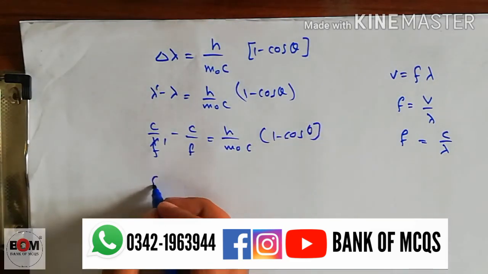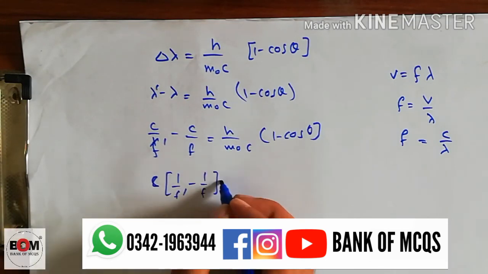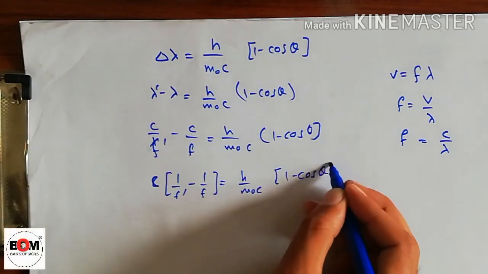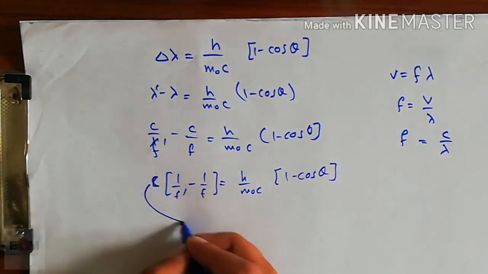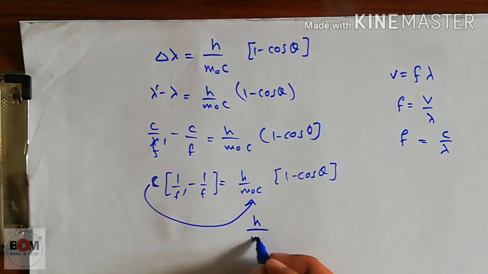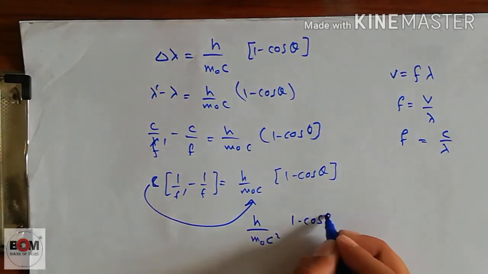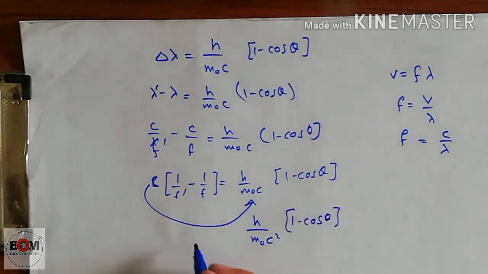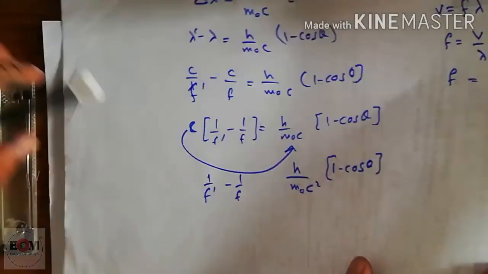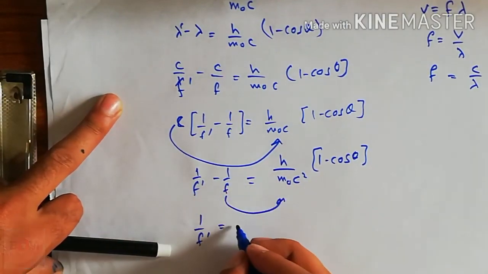Now taking C common, we get 1 over f dash minus 1 over f is equal to h divided by m naught C times (1 minus cos theta). Next, taking C to the other side, it will come to division. So h divided by m naught C will become h divided by m naught C squared times (1 minus cos theta), and here we get 1 over f dash minus 1 over f. We can also write this equation by taking 1 over f dash to the right side, so we get 1 over f.